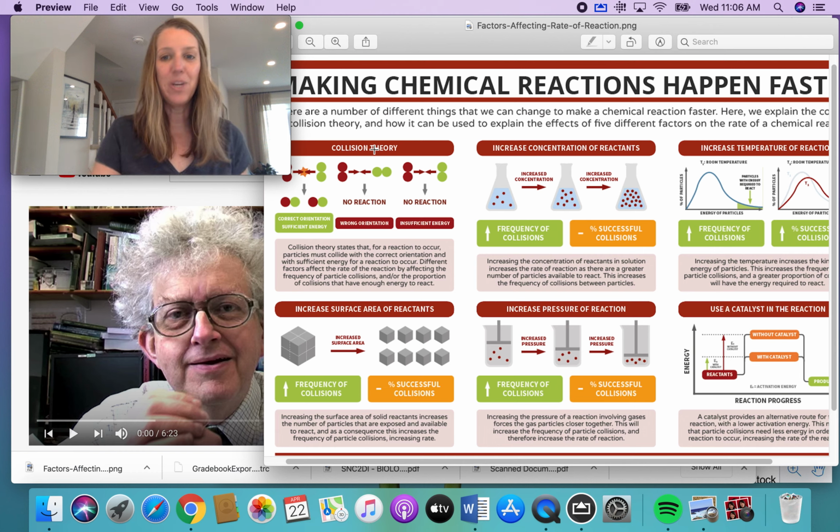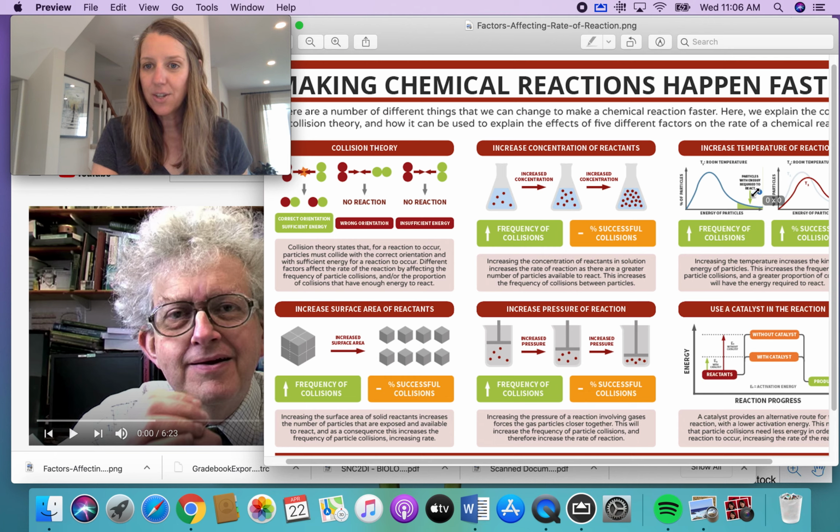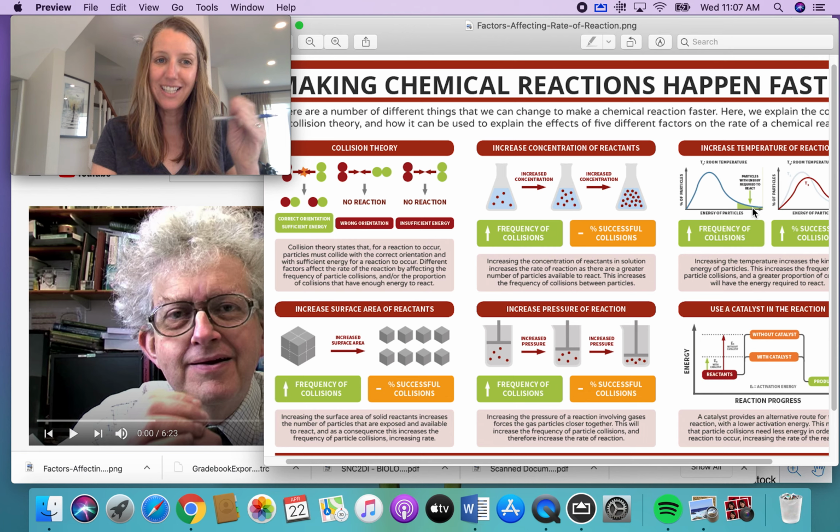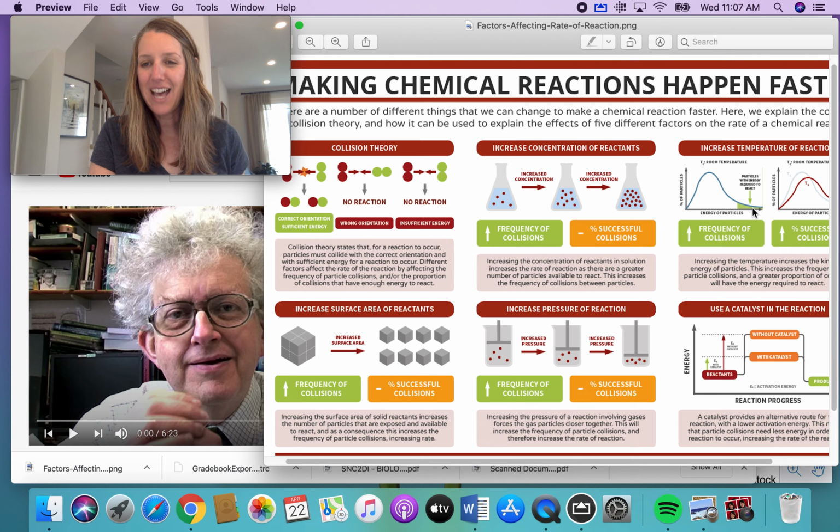Okay, and there's ways to manipulate the rate, and you can explain all of those based on collision theory. So if you increase the concentration, increase the temperature, you'll notice that this little graph over here, I don't draw on there, but if you have a faster rate of reaction, you simply have more molecules able to collide with the correct collision geometry with the correct amount of energy, and you're going to actually have a faster rate.